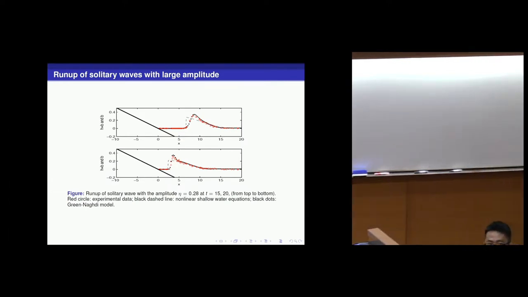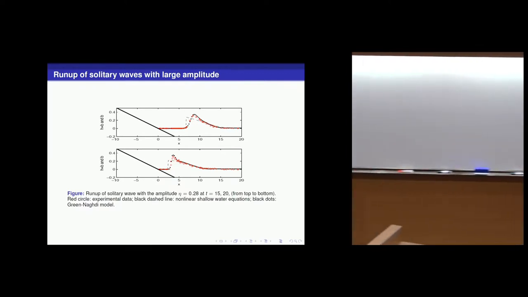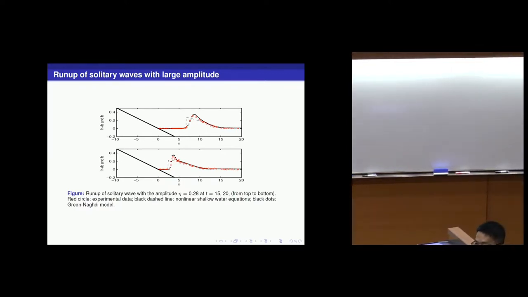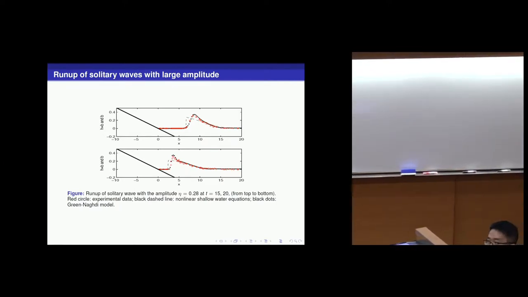Now, in this graph there are three sets of data. The red circle is the experimental data. The dashed line and the black dots are two sets of numerical results from two different numerical models. The dashed line is from the hyperbolic shallow water equations, the standard shallow water model widely used. The black dot is the numerical result for the Green-Naghdi model. Green-Naghdi is a kind of shallow water model, strongly nonlinear and weakly dispersive. However, we have dispersion, compared to the shallow water equations, and they are at the same level of nonlinearity.